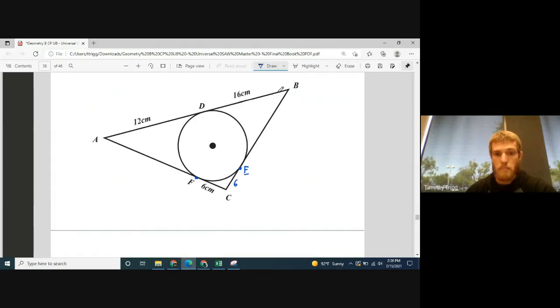Similarly, if BD is 16, then BE should also be 16, because B is equidistant there. Same thing here. If AD is 12, then AF should also be 12. These are all centimeters.